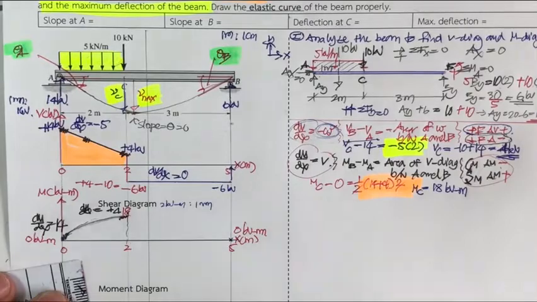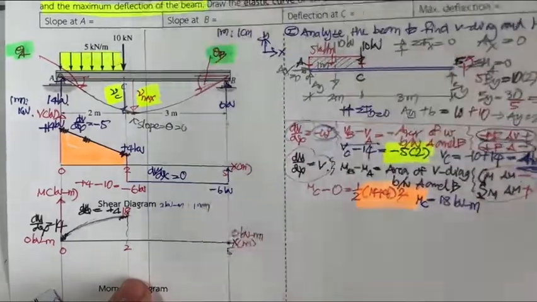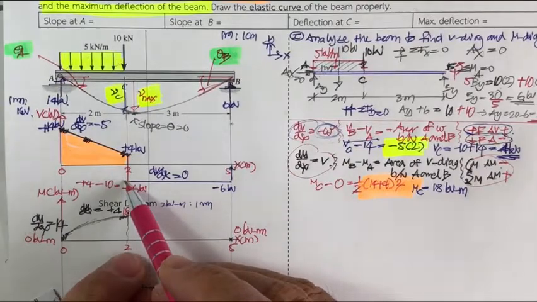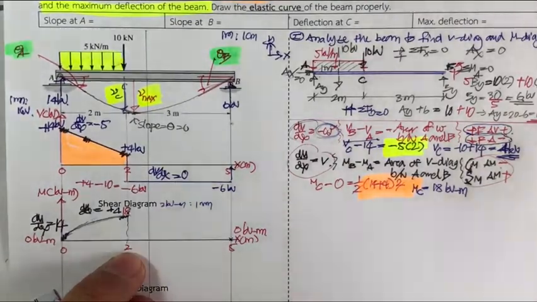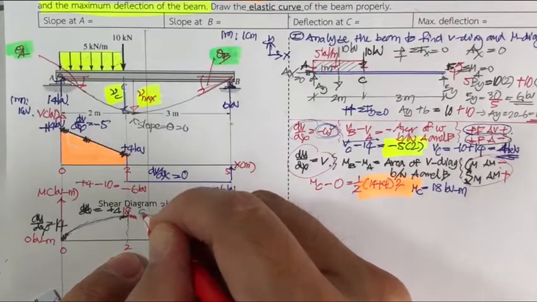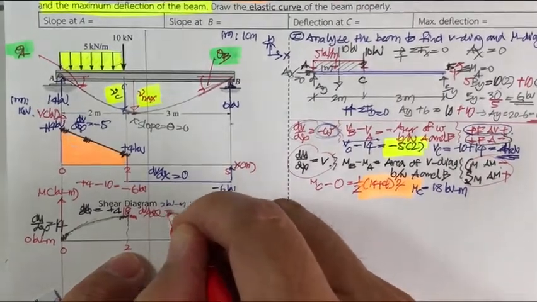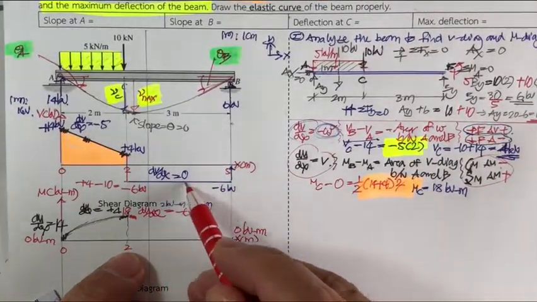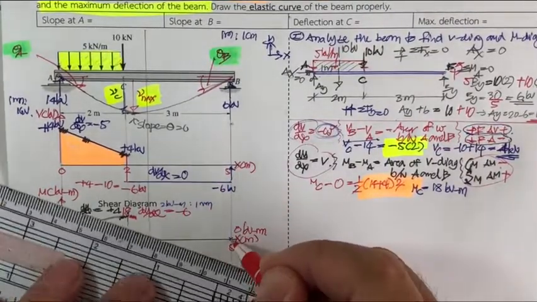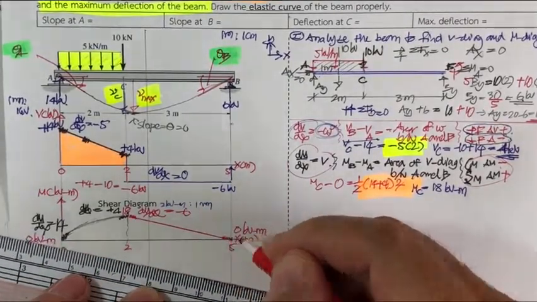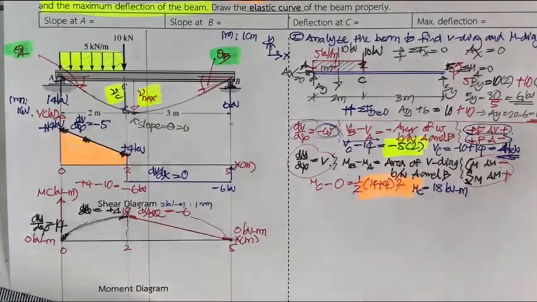And next, you move past point C, from plus 4 to minus 6. That means the slope here changes from plus 4 to minus 6. So the dM/dx is going to be minus 6. And it's going to be minus 6 all the way down to here. Okay, you just put this one and then you get this slope.